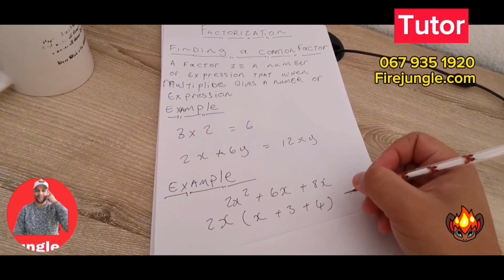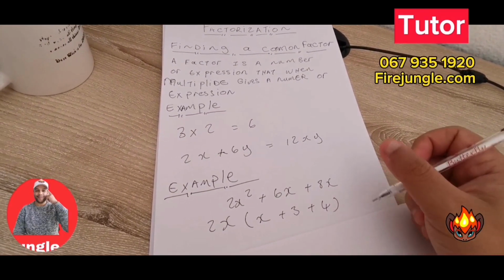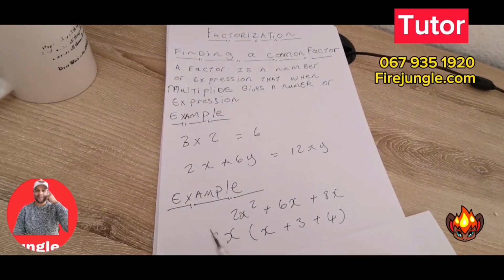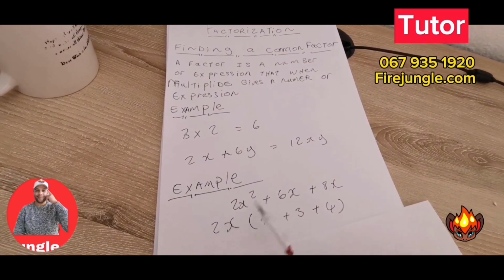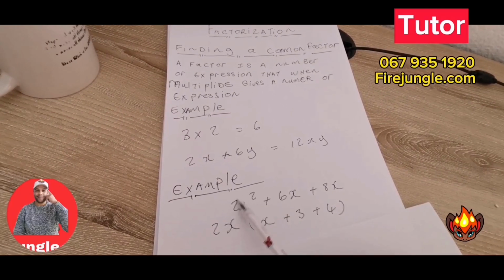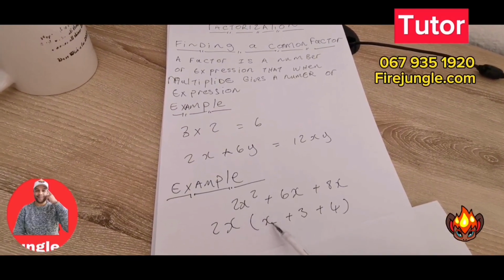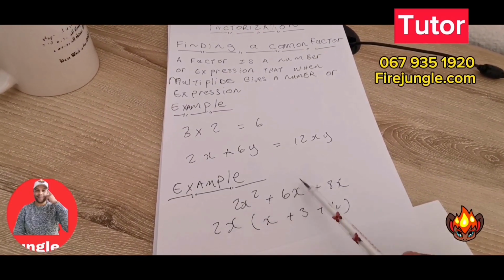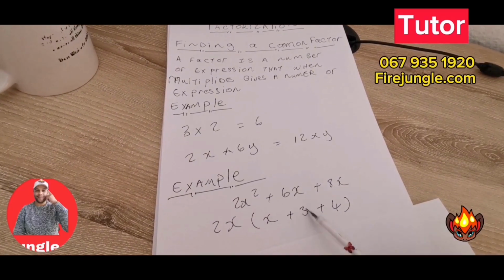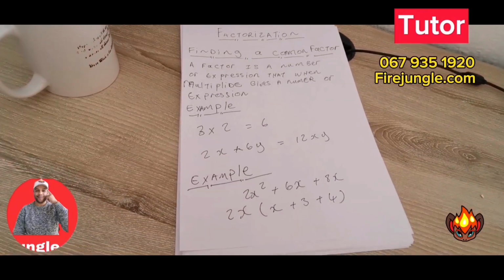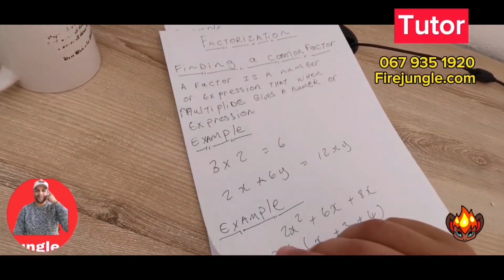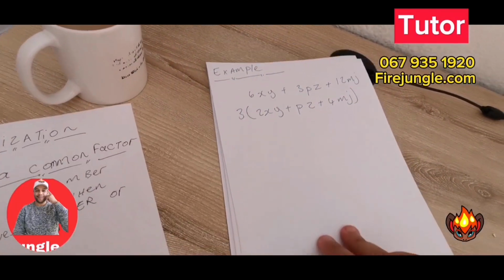So let's try and go about doing these two expressions. We will have 2x, which is the common factor. We remove the factor from here, and what's left over is x. We divide 2x by 6x and we're left with 3, and we divide 2x by 8x and we're left with 4. Let's try another example and see how we go about doing this.